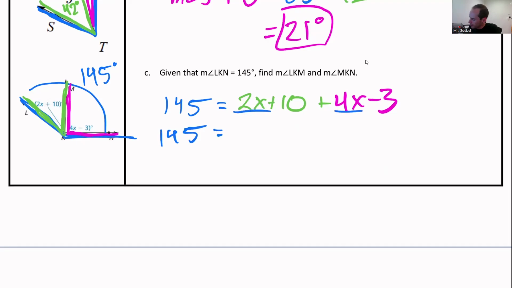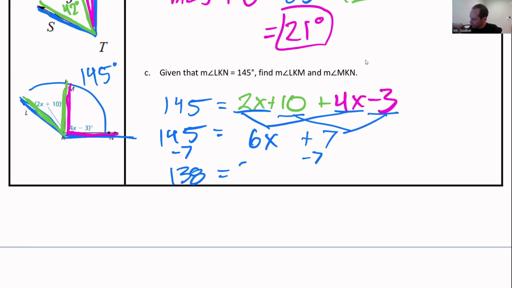I'm going to combine these two guys here. 2x plus 4x, that makes a 6x. 10 minus 3 gives us 7. All right. Now we're just solving for x, right? Minus 7, that's 138 equals 6x. Divide by 6. X equals, probably need a calculator for that. End up with 23 for x. Nice, nice, nice.